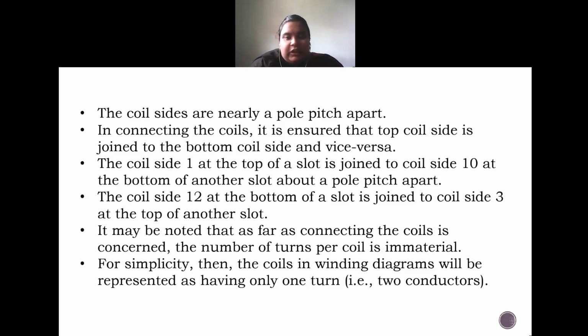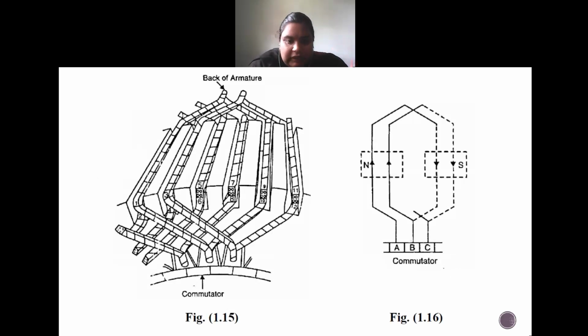The coil side 1 at the top of a slot is joined to coil side 10 at the bottom of another slot about a pole pitch apart. He is just giving us a definition. Okay, coil side 1, here you can see coil side 1 is connected to 10. Here I'll just try to show you guys.